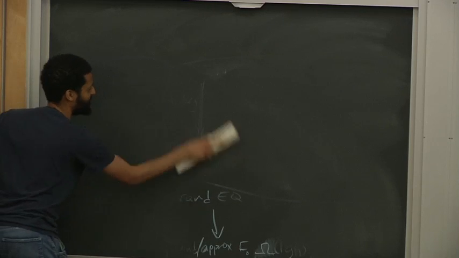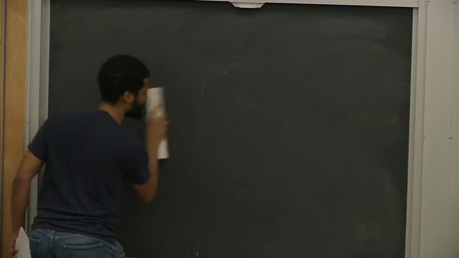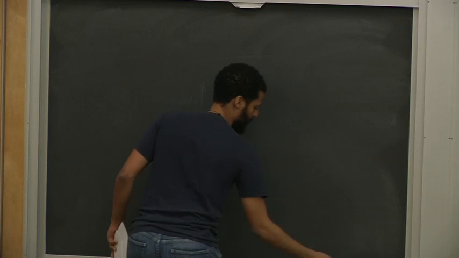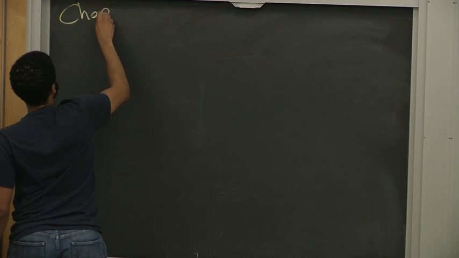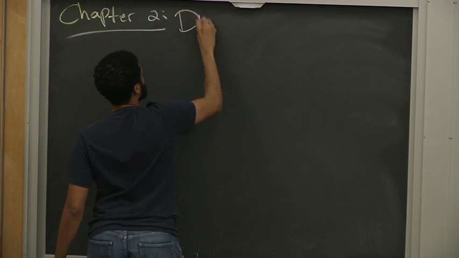So, these different topics that we're going to see in this class are all quite connected. And so, chapter 2 is dimensionality reduction.